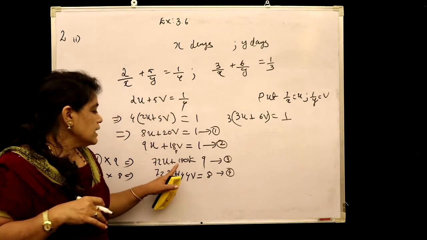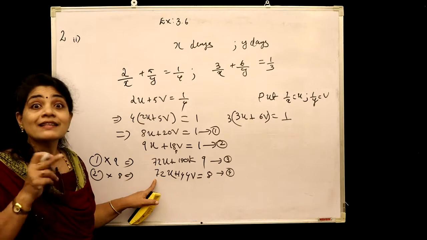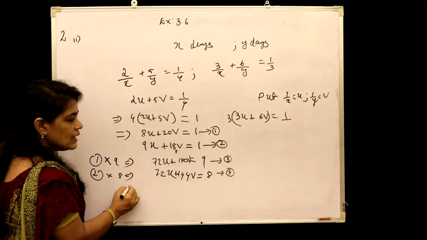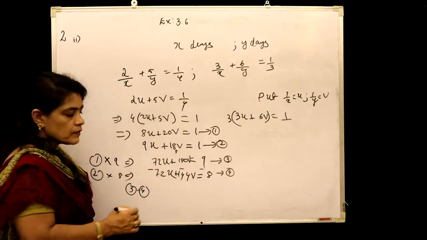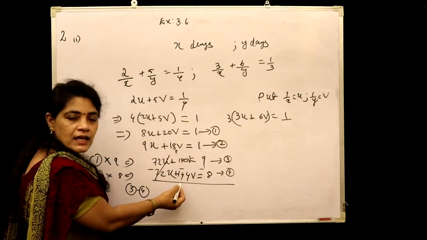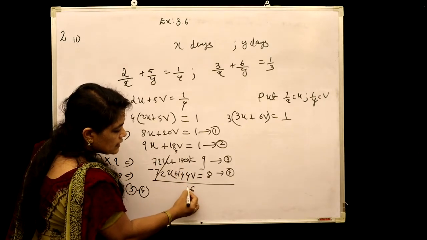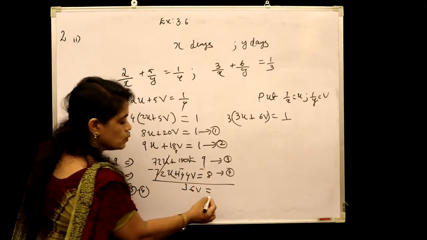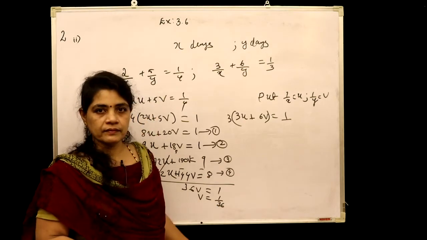In order to eliminate, we have to subtract, because the coefficients are the same and the sign is also the same. That is equation 3 minus 4. Change the sign and add. That means the u term gets cancelled, and 180v minus 144v is 36v, equal to 9 minus 8 is 1, or v is equal to 1 by 36.